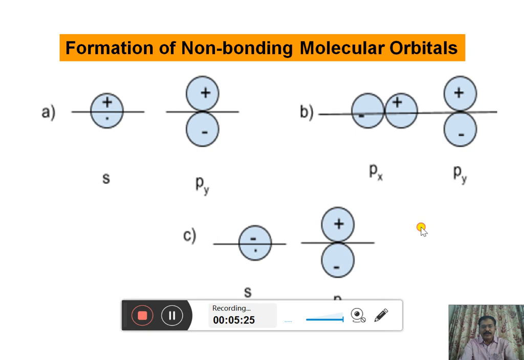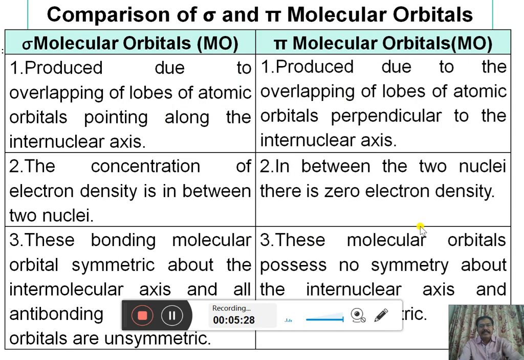Similarly, s orbital combines with the py orbital, but there is no overlap, and that orbital is said to be a non-bonding molecular orbital. We compare the sigma and pi molecular orbital. Sigma molecular orbital is produced due to the overlapping of lobes of atomic orbitals pointing along the internuclear axis, while pi MO is produced due to the overlapping of lobes of atomic orbitals perpendicular to the internuclear axis. The concentration of electron density is between the two nuclei in formation of sigma MO, while between the two nuclei there is zero electron density in pi MO.